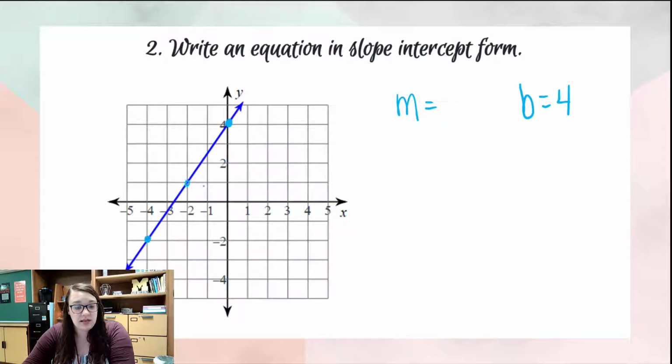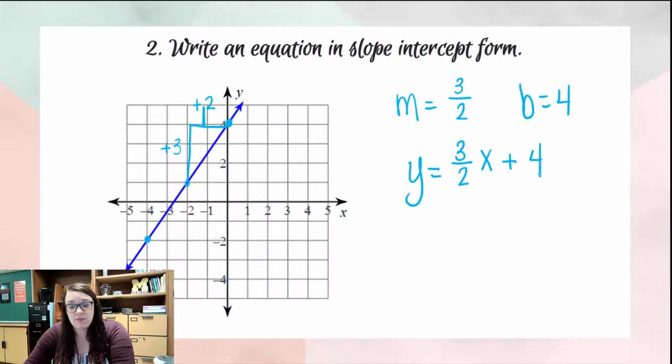So I can use any combination of these points to find slope by making a slope triangle. If I do that, I notice I went up 3 and right 2. So my slope was rise 3, run 2. I've got everything I need now to write my equation, y equals mx plus b.